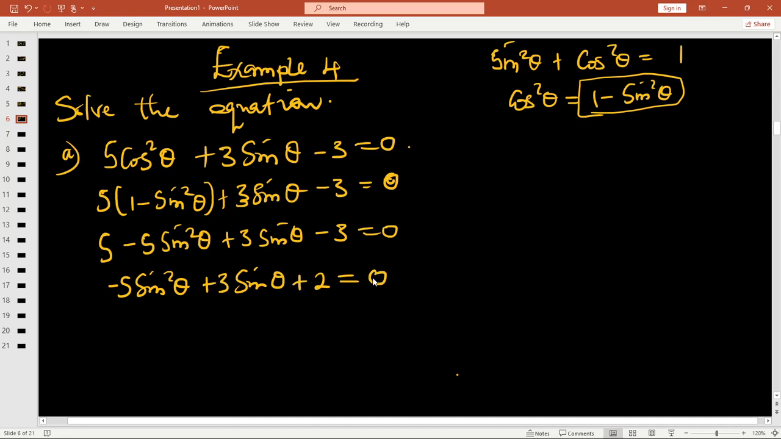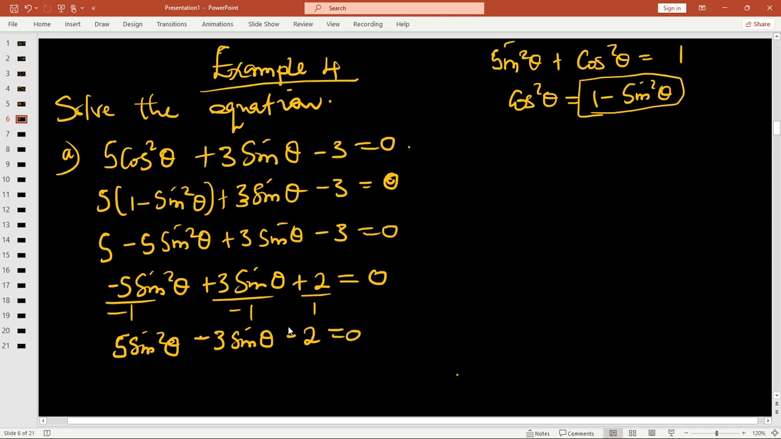So now the leading coefficient here is a negative value, so we can just try to divide by negative 1, even here negative 1 and negative 1, so that it becomes positive. So we have 5 sine squared theta minus 3 sine theta minus 2 equal to 0.